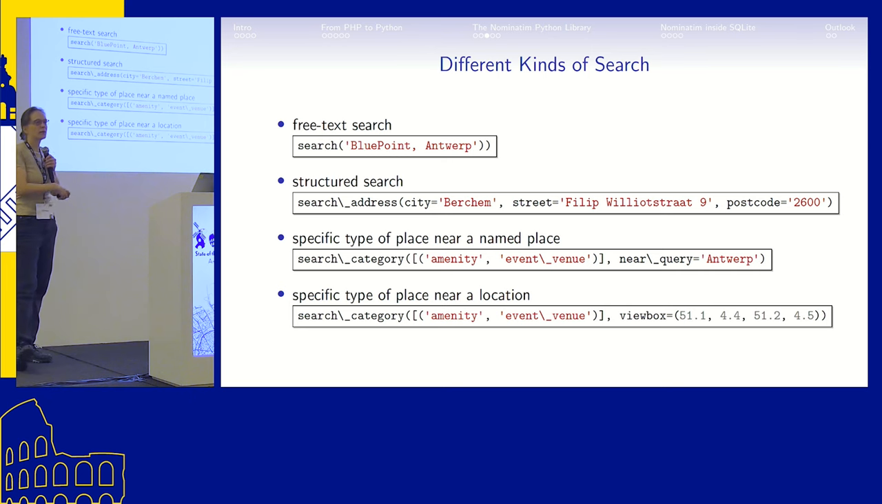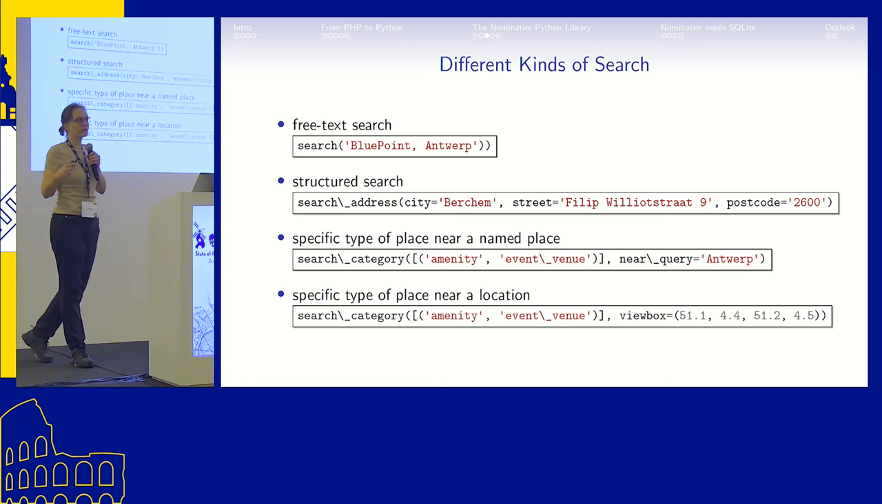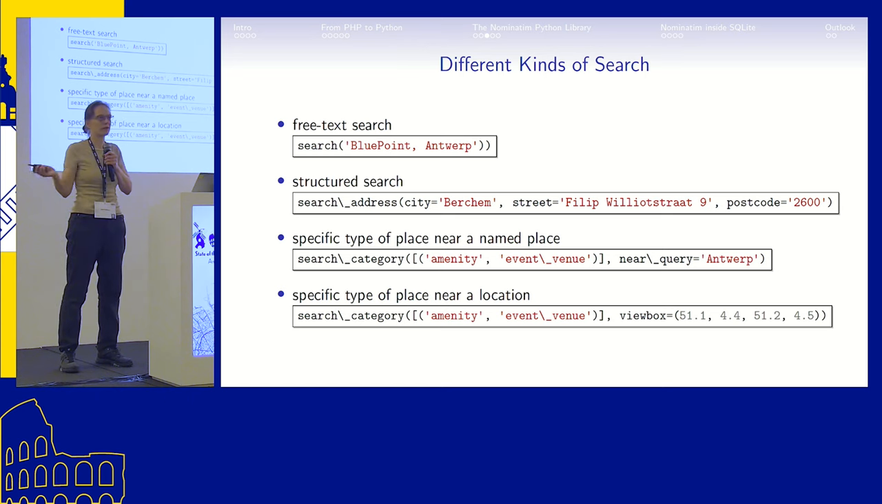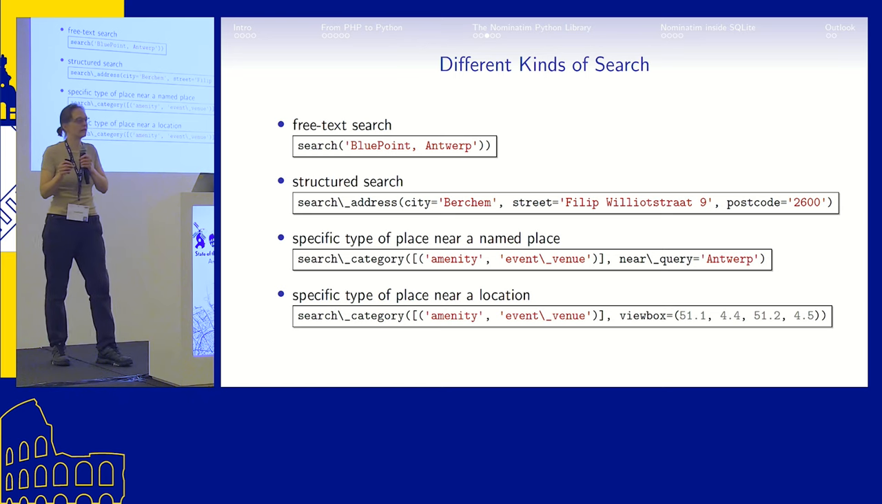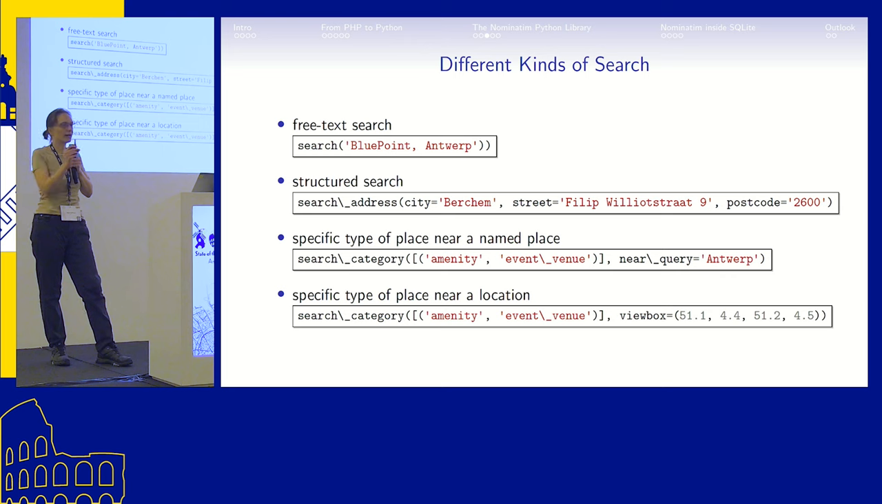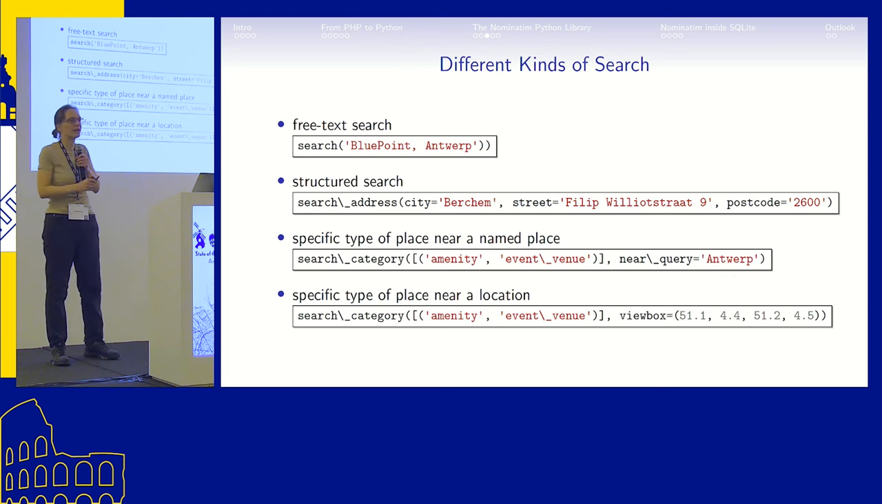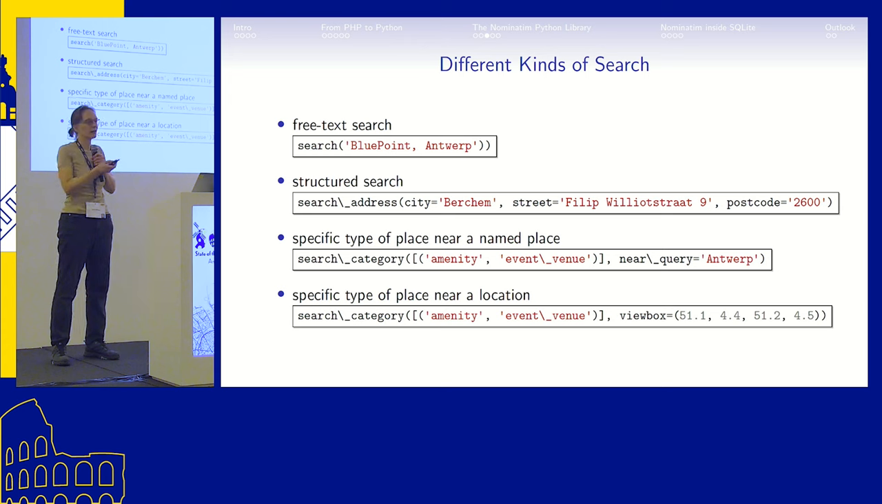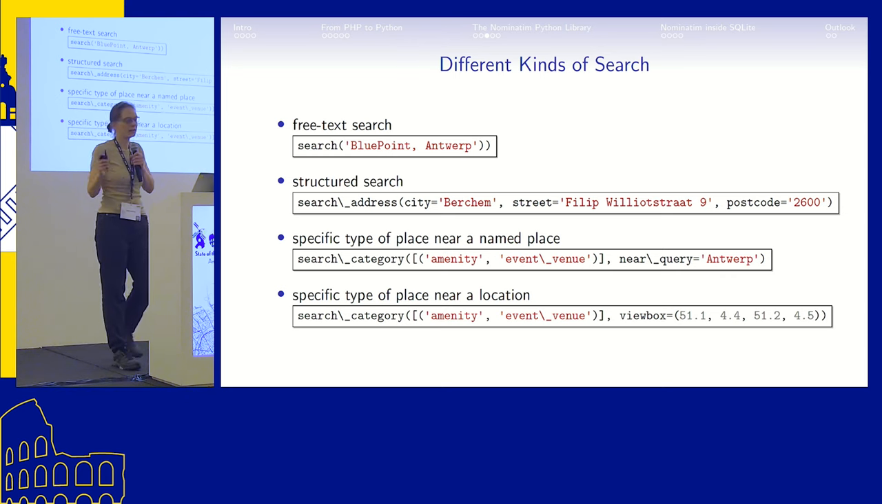So as I say, the library supports basically the same functions as you can find in the web API at the moment. So we have different kinds of search. The free text search, where you just type in some string and Nominatim tries to make sense of it. You can do structured search, where you really have the parts of your address. This is a postcode, this is the street, this is the house number, this is the city. You also can do properly, which is a little bit weird in the web app. You can search for types of places. So I want to have all the event venues in Antwerpen. So you can do this properly via the API. You can also do the same thing within a view box or within a nearer point.